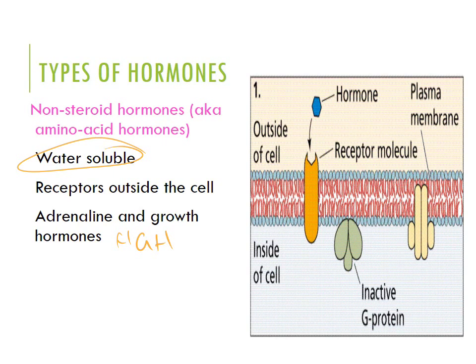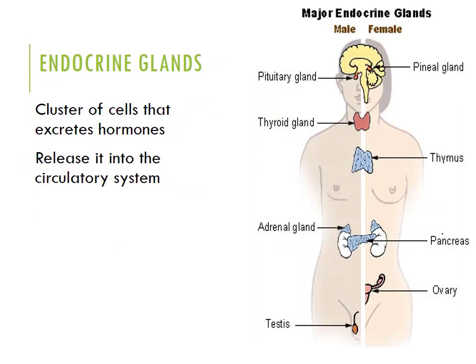So this picture here shows the hormone as the blue polygon that we've got here. And it's going to attach to the receptor molecule, which is this one here. So when it attaches, it activates something inside of the cell. In this case, it's going to activate that G protein. So once that hormone attaches, it's going to activate that G protein and cause that change within that particular cell.